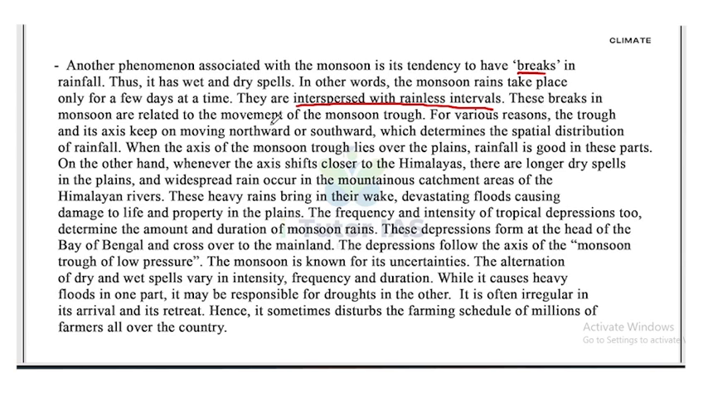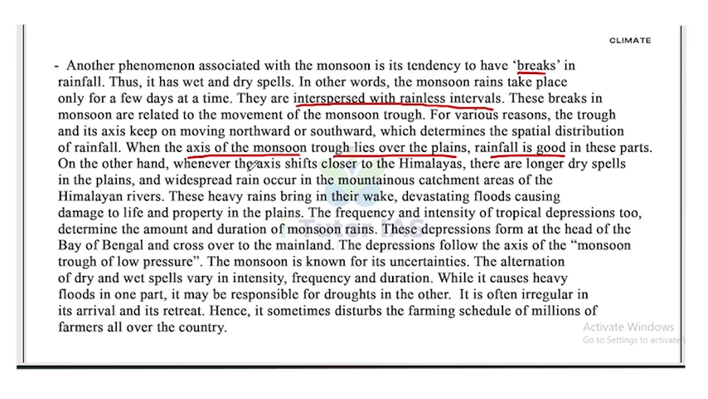These breaks in monsoon are related to the movement of the monsoon trough. For various reasons, the trough and its axis keep on moving northward or southward, which determines the spatial distribution of rainfall. When the axis of the monsoon trough lies over the plains, rainfall is good in these parts.